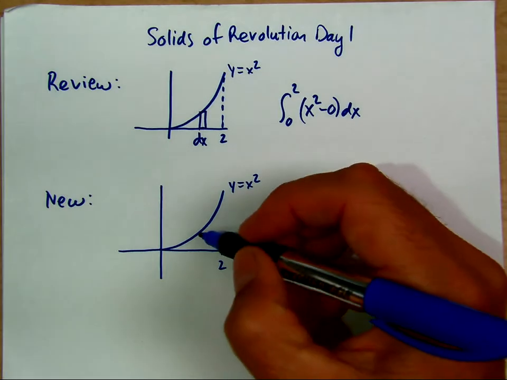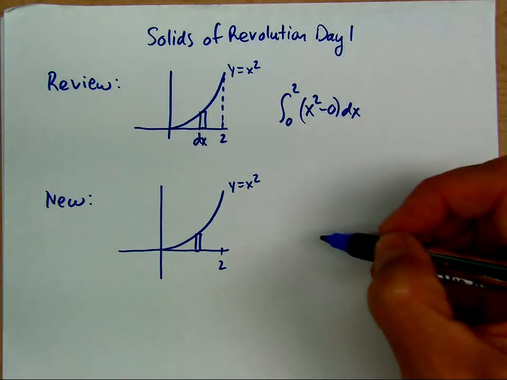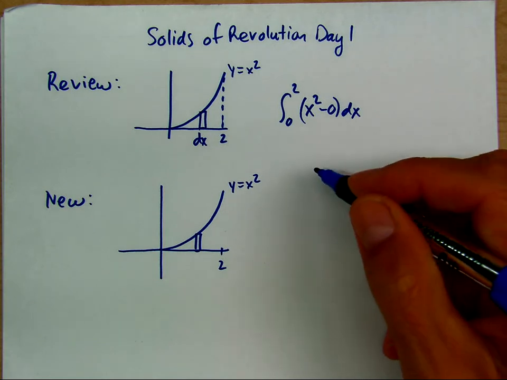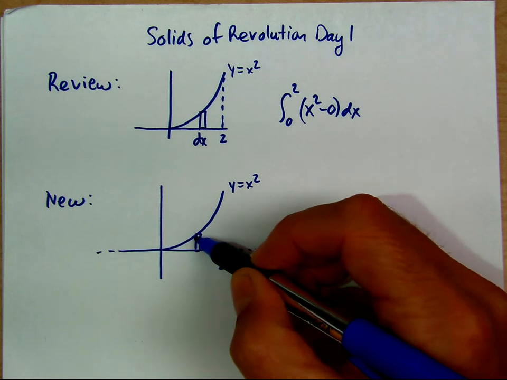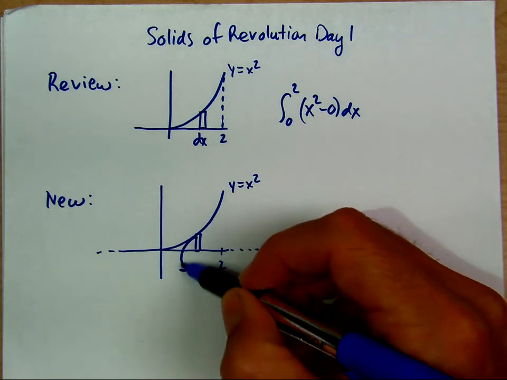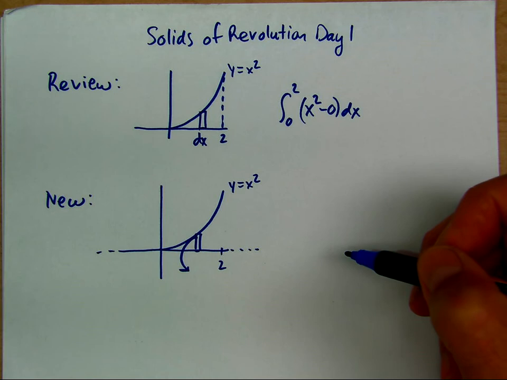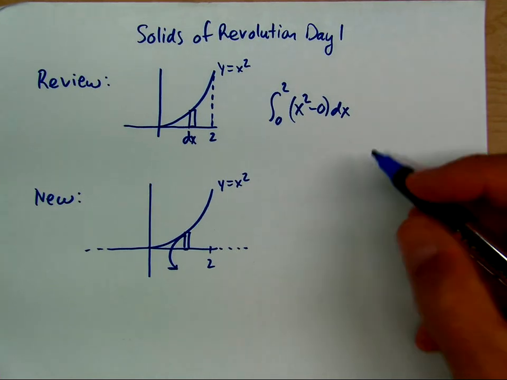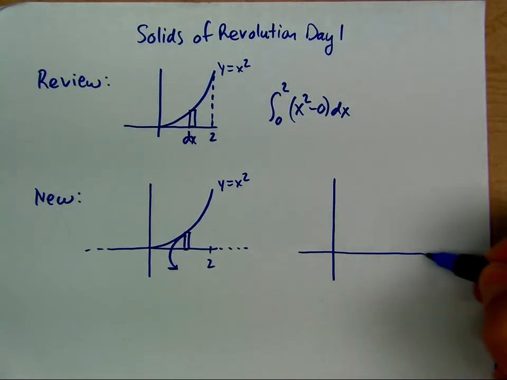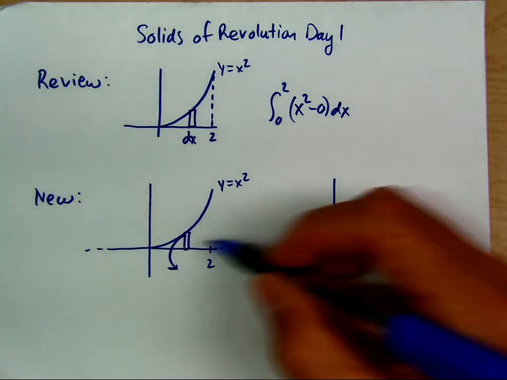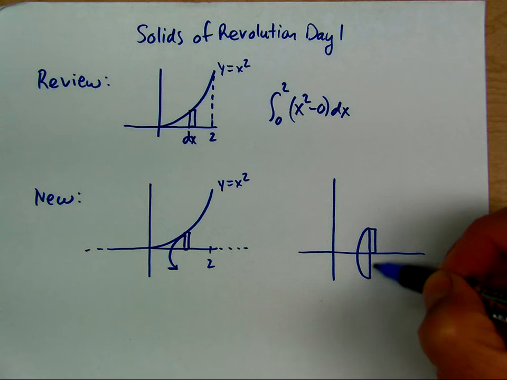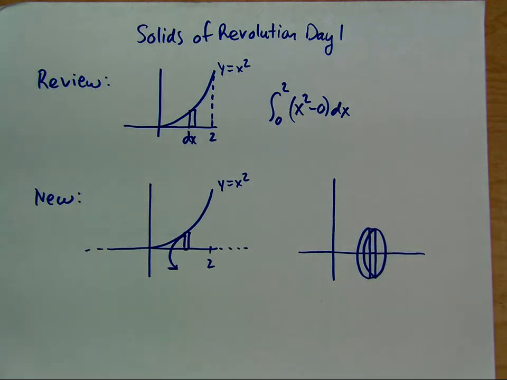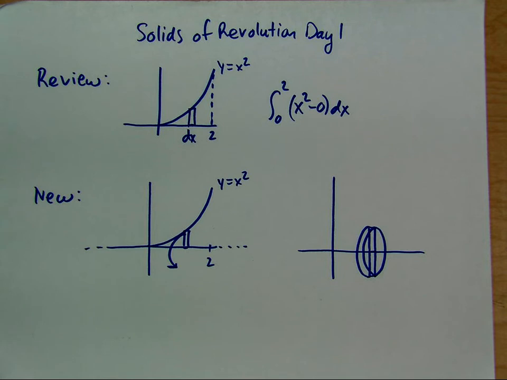So today we're going to have something similar. We'll look at that rectangle, but now that rectangle is going to rotate around the x-axis. So it rotates out and around, and it would create a cylinder like a coin. If we just look at that rectangle as it rotates, we'll make a thin cylinder like that.